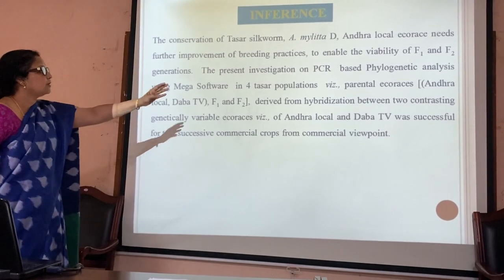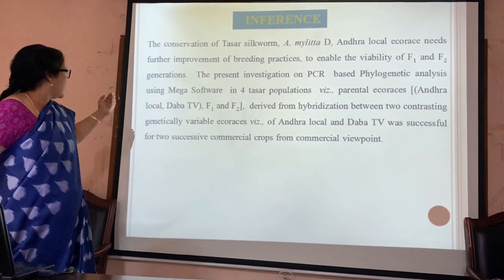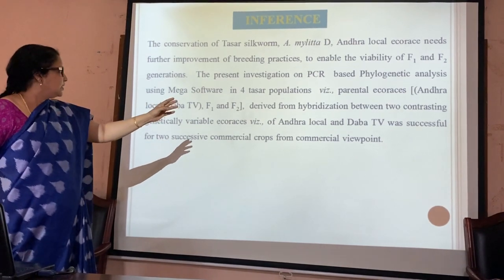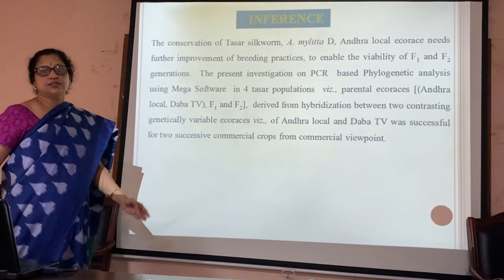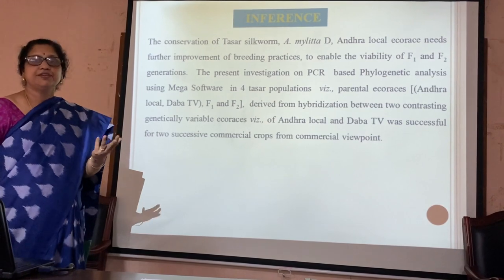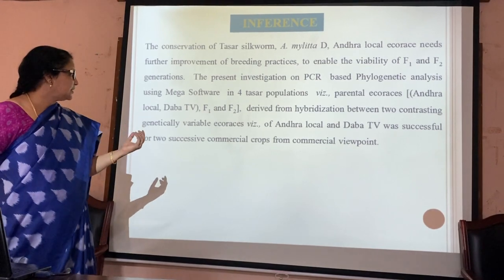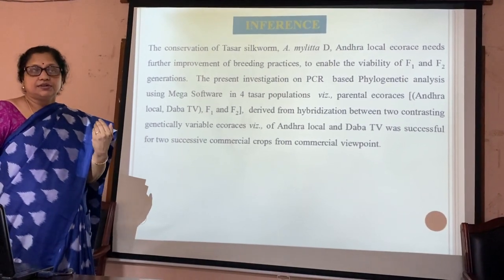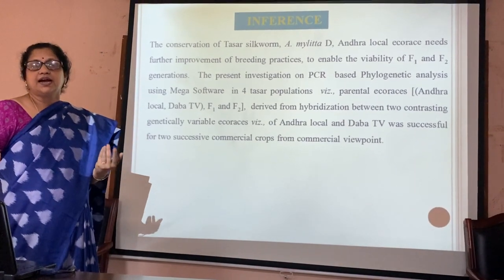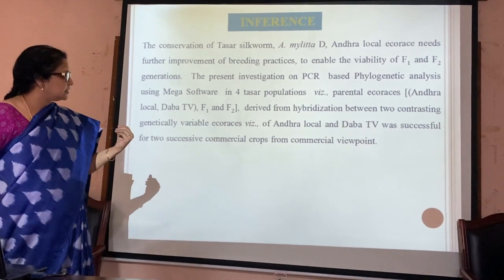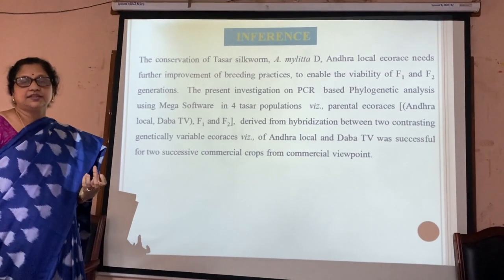So the present investigation on PCR based phylogenetic analysis, using parental ecoraces like Andhra local and DABA, and F1 and F2 derived from hybridization of 2 contrasting characters, was successful for 2 successive commercial crops. That means we have done only F1 and F2, 2 generations. That is the limitation of our lab. But when this experiment goes to the field, nearly 1 to 10 generations can be done, and this has to be done by the farmers, and it needs a lot of time. Because this experiment itself has taken 3 years for us to summarize and do the genetic analysis.